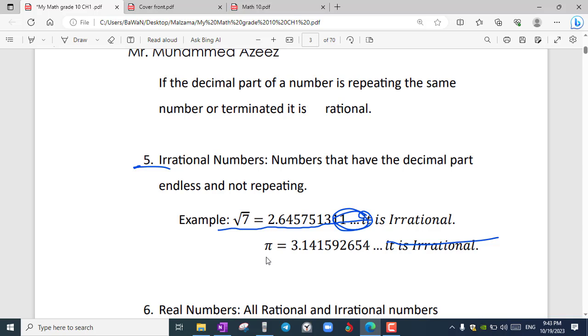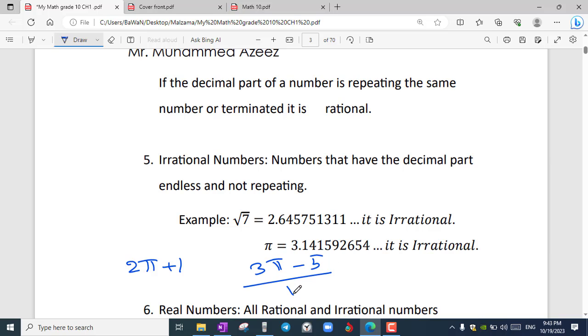For example, pi, we know pi as 3.14, but pi is not just 3.14. It has the decimal places going on forever and the decimal places are random. Then this makes pi an irrational number. Any other calculation related to pi is also irrational. For example, pi plus 1, 2 pi plus 1, 3 pi minus 5 all over 10. Any other calculation related to pi or related to any other known irrational, the result as one number is irrational.